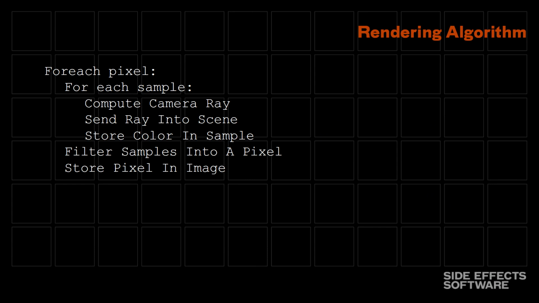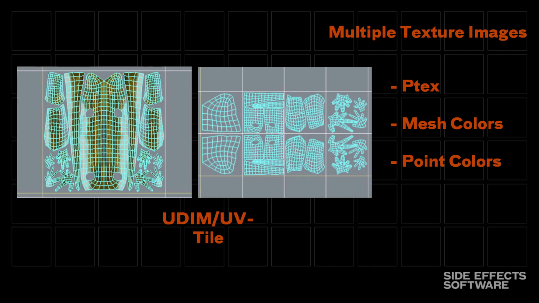So the algorithm looks like this for each pixel. And for each sample in each pixel, we compute a camera ray. And this is the traditional rendering algorithm. We send a ray into the scene. We store the final color into a sample. We sample those pixel samples, image samples, into the final pixel value, and we store that pixel in the image. So UV rendering is a little bit different. We'll look at that in a little bit.